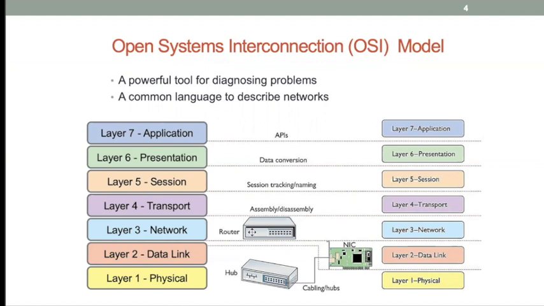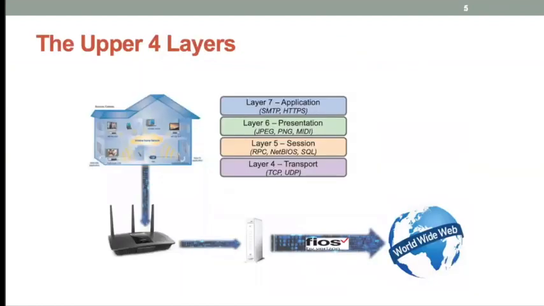So with this model, we can start at the top or at the bottom. I'm going to start at the top and work down, or you can start at the bottom and work up, but it doesn't matter. It's 7 layers: application, presentation, session, transport, network, data link, and physical layer. And we're going to get into each of these layers a little deeper tonight.